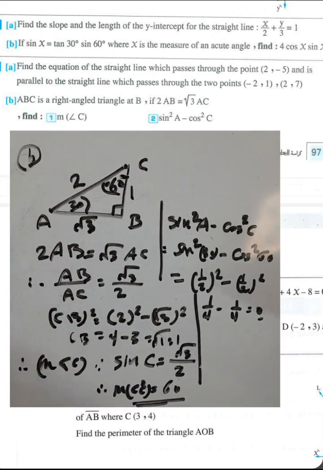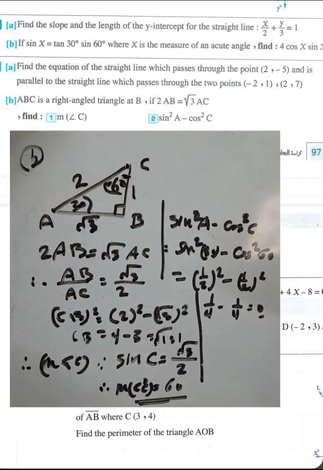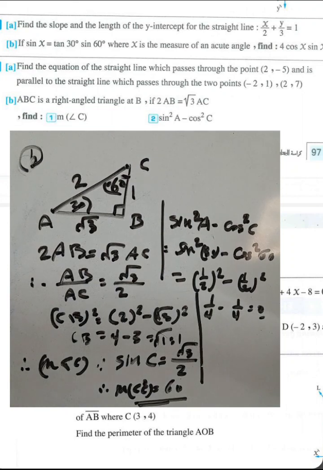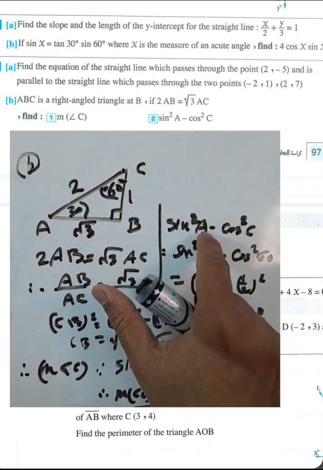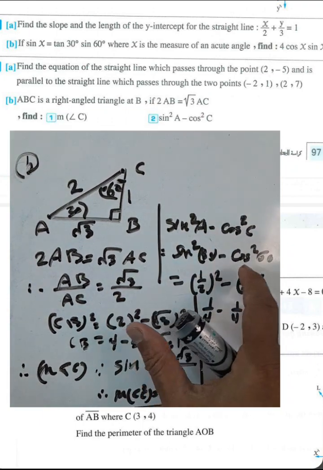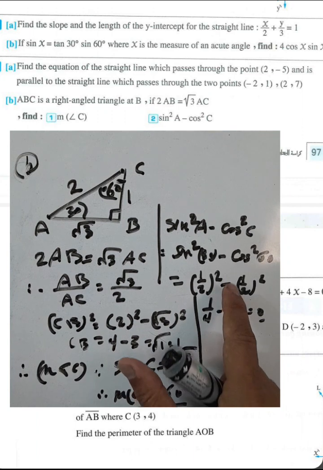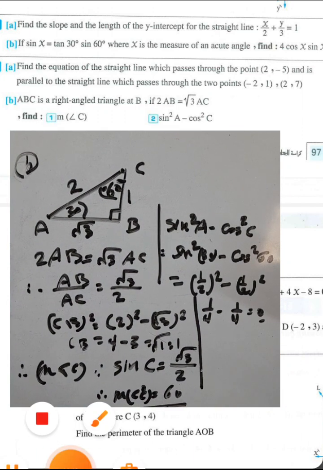Okay, and the next angle here will be 30, because the measure of angle A plus the measure of angle C equal 90 degrees. We call them complementary angles. Then we can find sine power 2 of A subtract cosine power 2 of C, which will be sine power 2 of 30 subtract cosine power 2 of 60. 1 over 2 power 2 subtract 1 over 2 power 2. The difference between them equals 0.